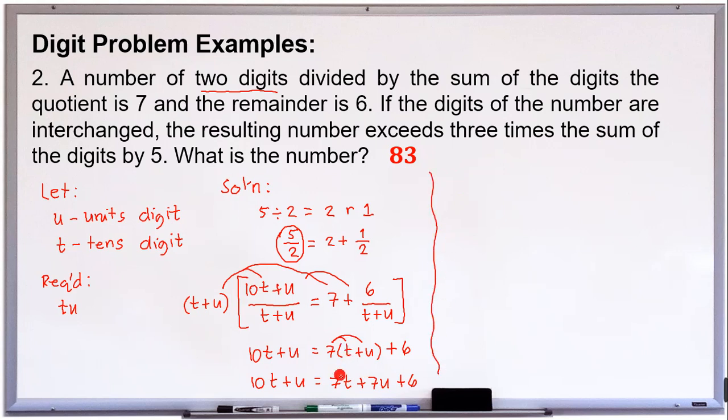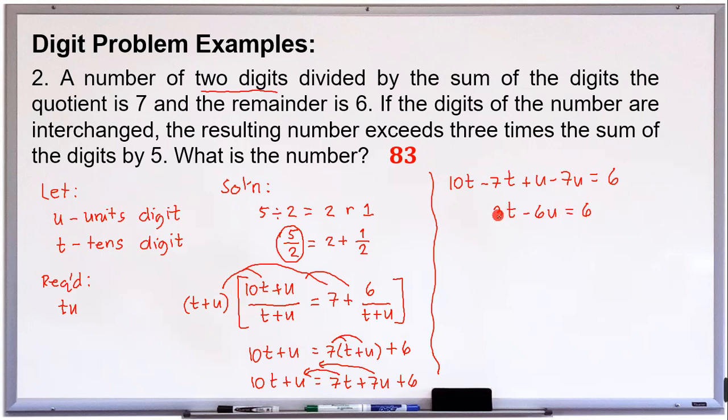So we're going to transpose 7t to the left side and also 7u to the left side. So we have 10t minus 7t plus u minus 7u is equal to 6. So next we have 3t minus 6u is equal to 6.